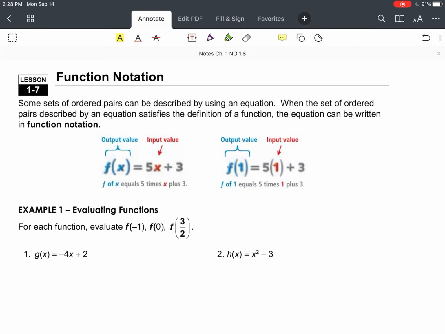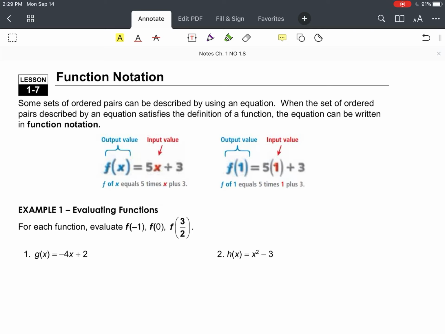So in Lesson 1.6, we learned about what a function was. Remember, functions have inputs and outputs. And in order for something to be a function, for every input, there can only be one output, meaning you can't repeat any of your inputs or your x's or anything in your domain. You can only have one of them.